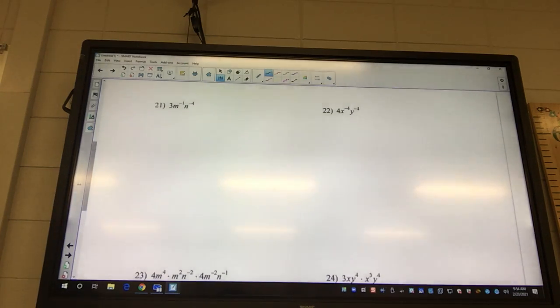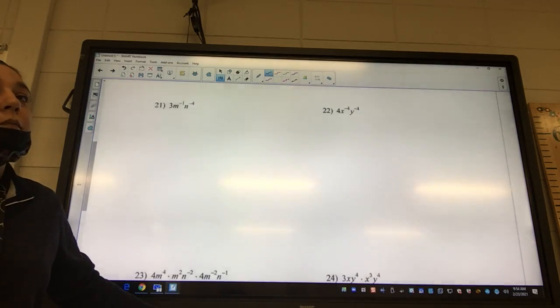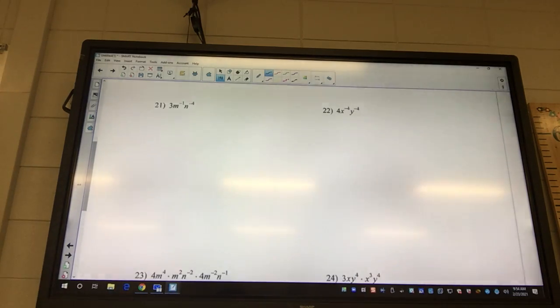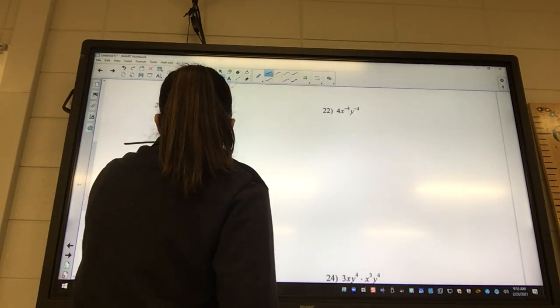Okay, look at 21. What needs to happen? What type of problem is it? How can we tell? Does it have a bar, parentheses, a dot, or nothing? Simplifying. So it's a simplifying problem. Okay, so does it have any zeros? Does it have any negatives? Yeah, it does. Okay, it's going to be 3 over m to the 1, n to the 4.